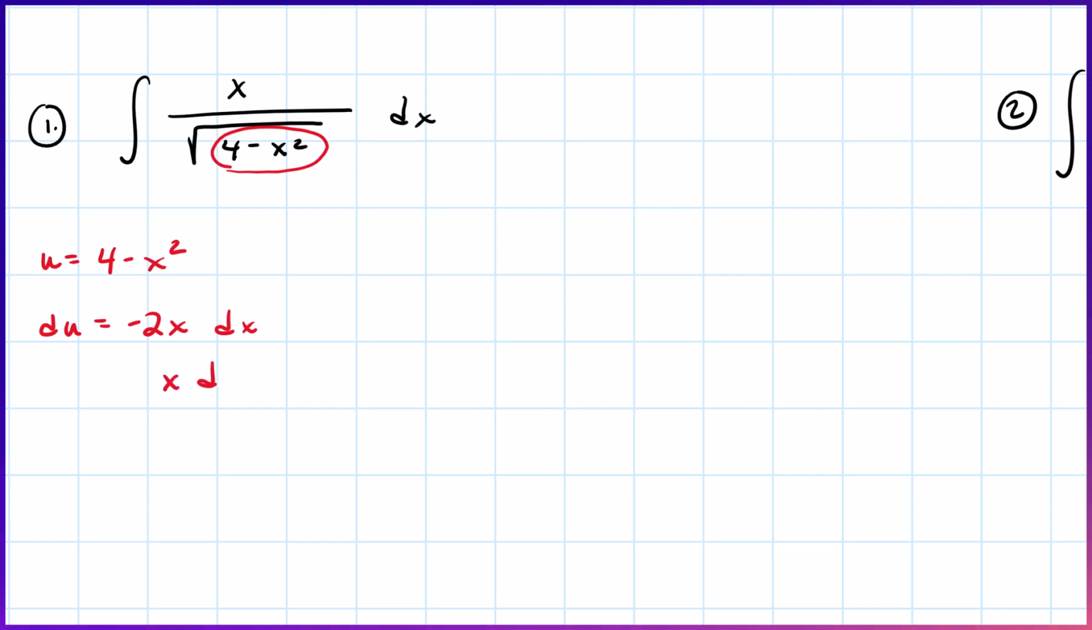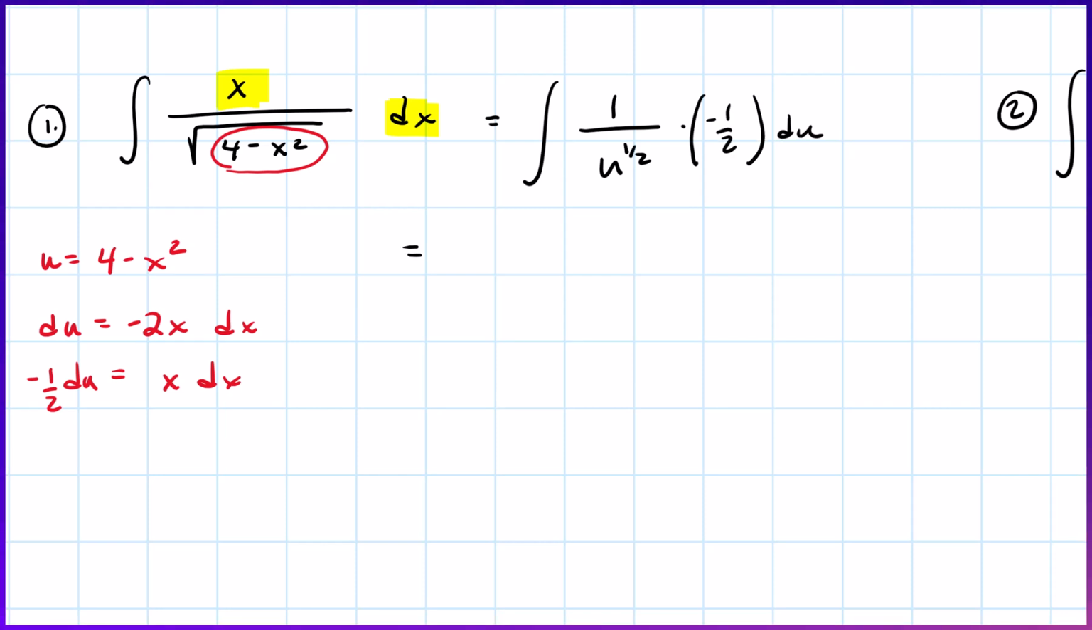We can solve for the x dx because I see that I have an x and a dx in my integral. So if I solve for x dx so that I can make the substitution, I find that minus 1/2 du equals x dx. And I can make those direct substitutions. So this becomes 1 over u to the 1/2, or the square root of u. The x and the dx I'm now going to replace with a minus 1/2 du.